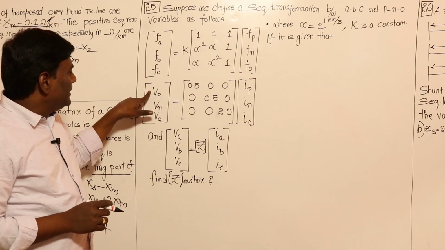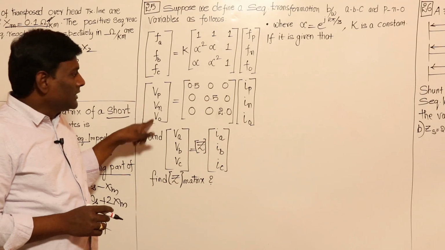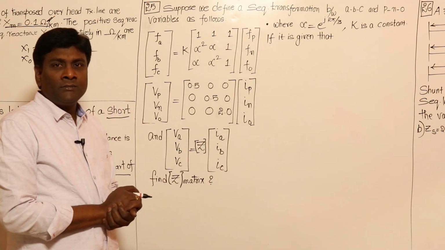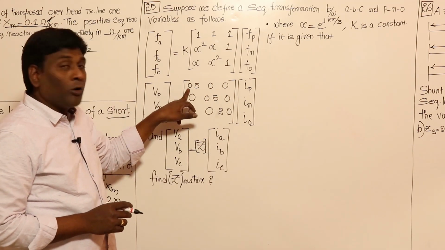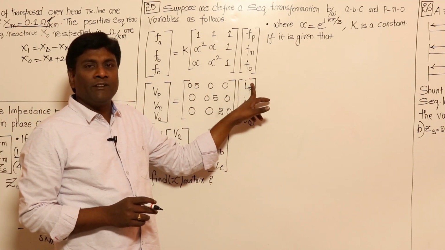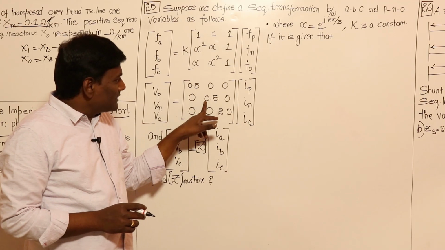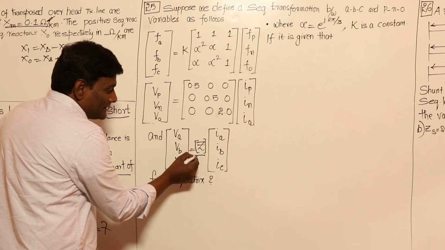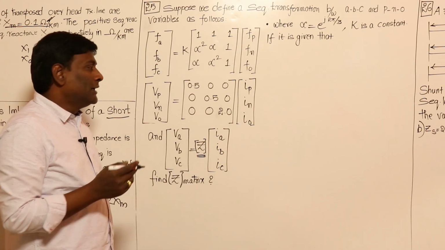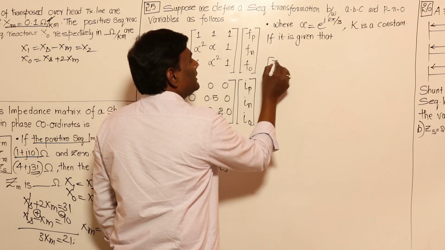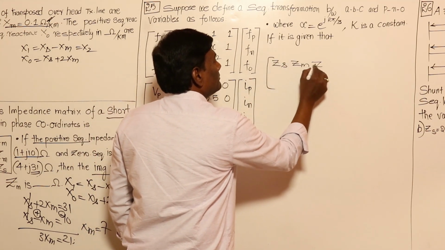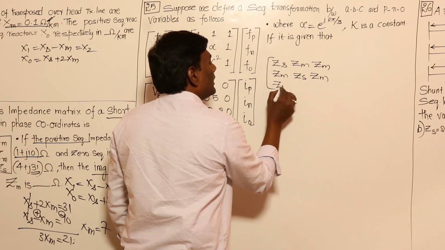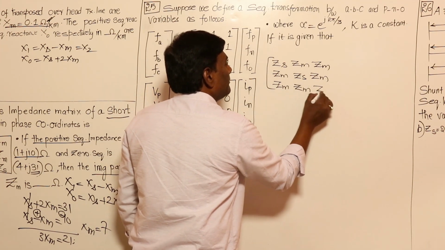Now here the positive, negative, zero sequence voltages are going to be the sequence impedance multiplied by the positive, negative, zero sequence currents. Such that the positive sequence voltage is going to be the positive sequence reactance into the positive sequence current. The negative sequence voltage is going to be the negative sequence reactance multiplied by the negative sequence current. Now let us see A, B, C, and they are asking for Z, IA, IB, IC. So what would this Z be? Z would be ZS, ZM, ZM, ZM, ZS, ZM, and ZM, ZM, ZS.